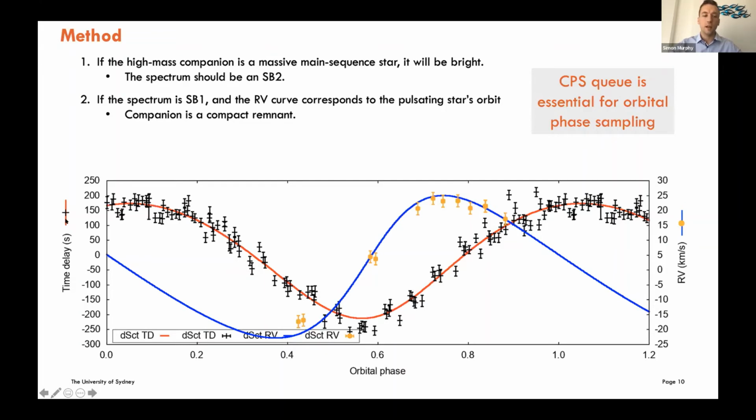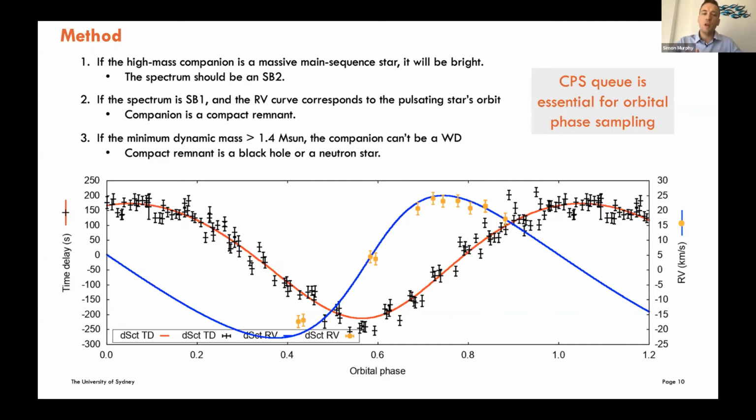So we have the time delays, which are the black data points with the red fit, and the radial velocities, which are orange data points with the blue fit. And the fit here is a joint fit that calculates the chi-squared of the combined data sets. And it's important to emphasize here that the CPSQ is really essential for adequate phase sampling of these radial velocity curves.